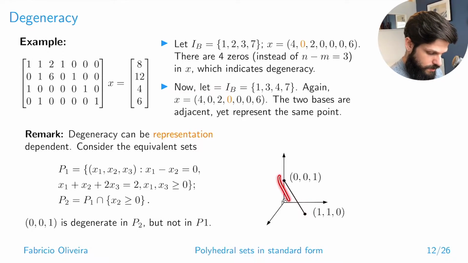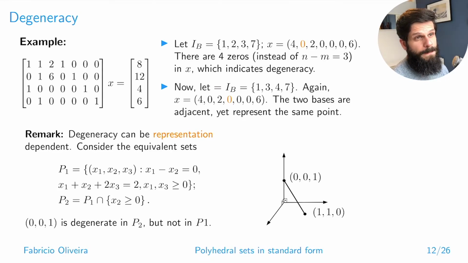But anyway, this is showing that this intersection for x2 greater than or equal to 0, if it wasn't here, it wouldn't make this point degenerate. So it's representation dependent. It's connected to what we just saw, in the sense that redundant constraints lead to the same polyhedron, and removing that constraint, you might get rid of degeneracy. So it's a very good idea, if possible, to get rid of redundant constraints.